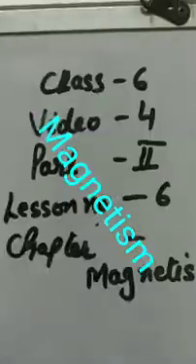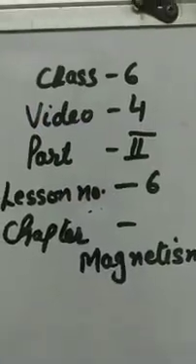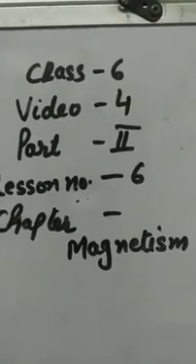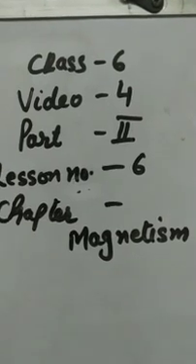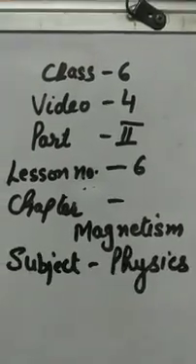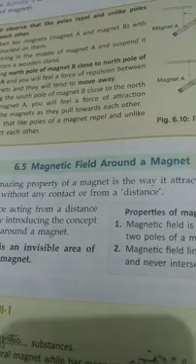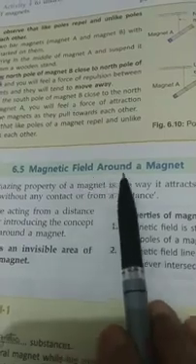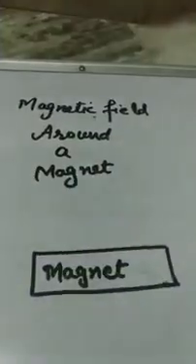Good morning, students. We will continue with Chapter Magnetism, Part 2. It is Video 4 for Class 6 of Subject Physics. Topic is Magnetic Field around a Magnet.